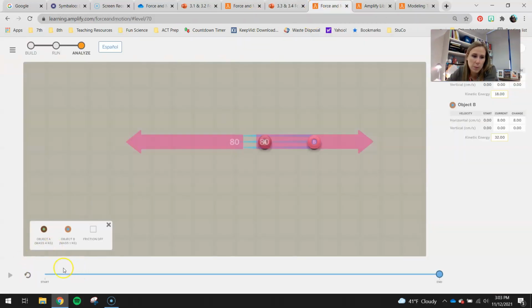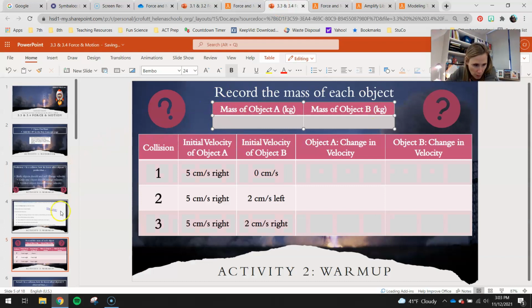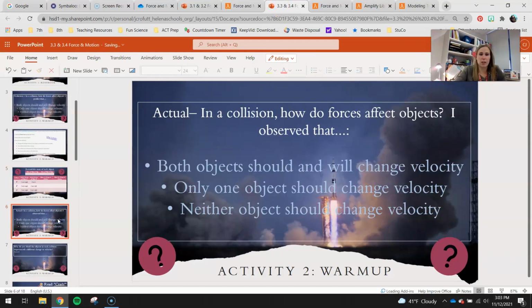So that can be found by comparing the colors. So you guys can grab a new puck and build and be like, all right, A was 4 kilograms, what was B? Okay, so make sure you guys include that information as well. All right, then you guys will redo your prediction.